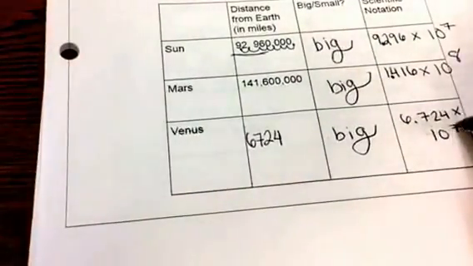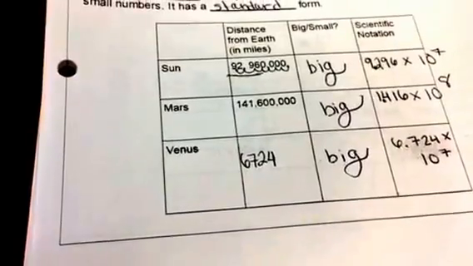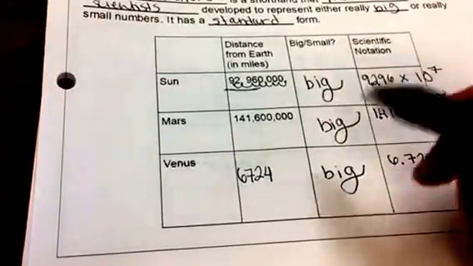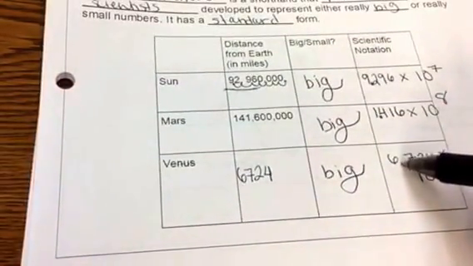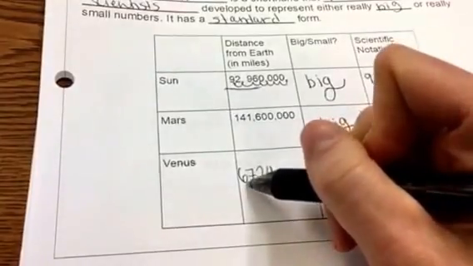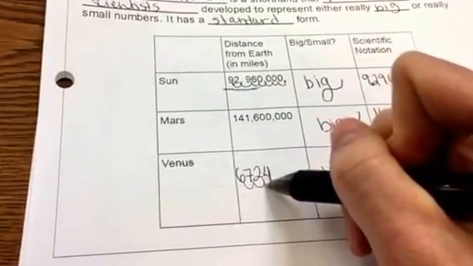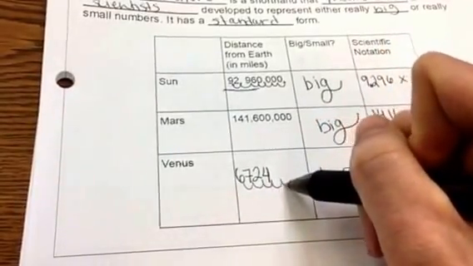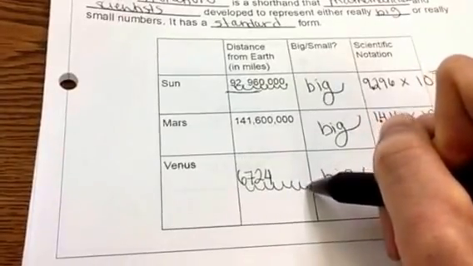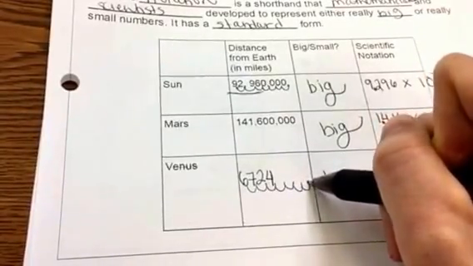And I can see my power here is 7, okay? So that means I have to move my decimal point 7 times. Now here, my decimal point is right here. So here we go: 1, 2, 3, 4, 5, 6, 7. So that's where my decimal point is going to end up.